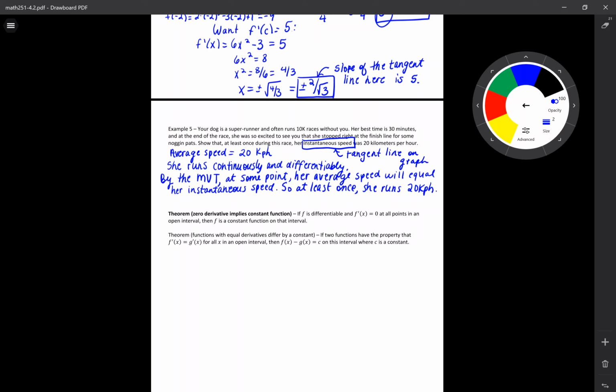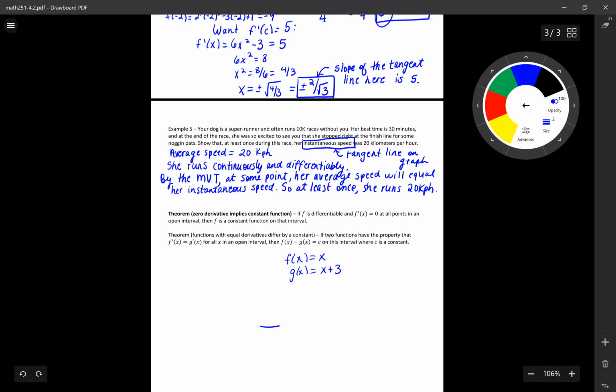And the other theorem we have is functions with equal derivatives differ by a constant. So if two functions have the property that f prime of x equals g prime of x for all x in an interval, then the only thing that's different about them is that they differ by a constant, or just raised up or down a little bit. So if, for example, I have f of x equals x and g of x equals x plus 3, obviously these two graphs have the same derivative, right? Both of these derivatives are equal to 1. The only thing that's different about f and g is that it differs by a constant.